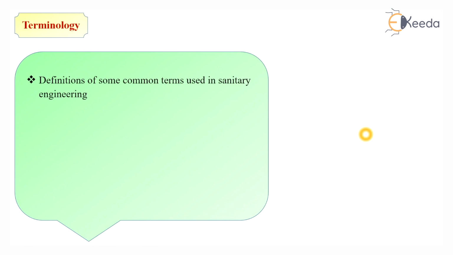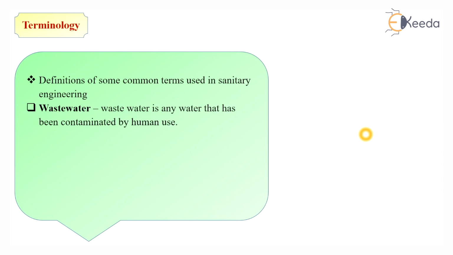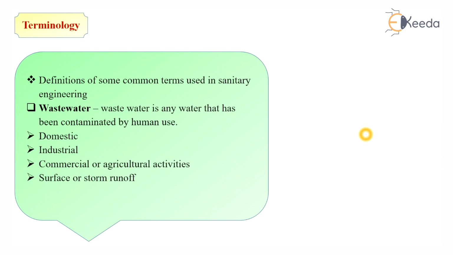Before going to start with the actual concept of sewerage system, we will understand some basic definitions used in sanitary engineering. First is wastewater. What is wastewater? Wastewater is any water that has been contaminated by human use. Wastewater is used water from any combination of domestic, industrial, commercial or agricultural activities, surface or stormwater runoff, and any sewer inflow or sewer infiltration.